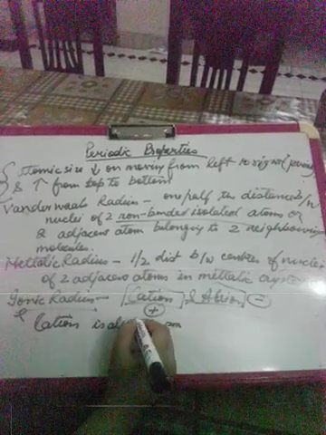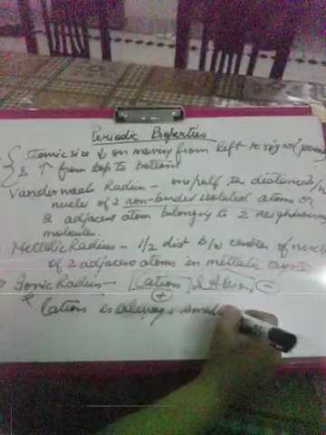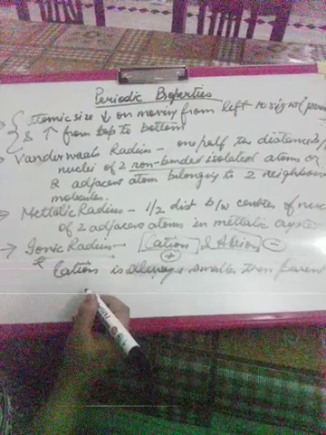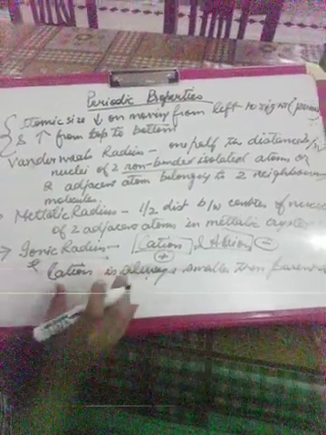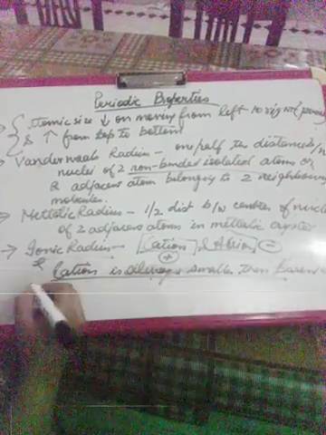A question also comes: a cation is always smaller than the parent atom. Why? Because an electron is being removed, and when an electron is removed, the effective nuclear charge increases, and when it increases, the size decreases. So a cation is always smaller than the parent atom.